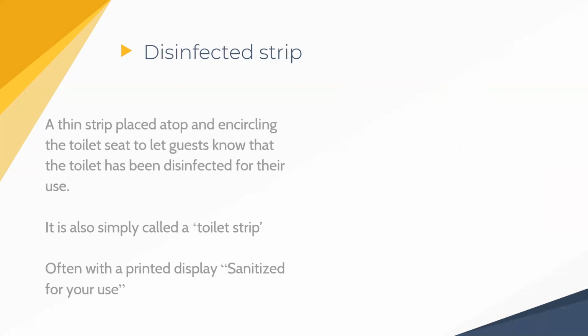Disinfected strip. I thought during the pandemic we all realized that it's even more important today. We are not just talking about cleaning, we are talking about sanitization, we are talking about disinfection, we're talking really high standards, right? So this is a strip of paper on your WC in the guest bathroom, put up after the toilet is thoroughly cleaned and sanitized, to let the guest know that your toilet seat has been thoroughly disinfected for your use. So it's often that strip of paper around the WC says sanitized for your use.